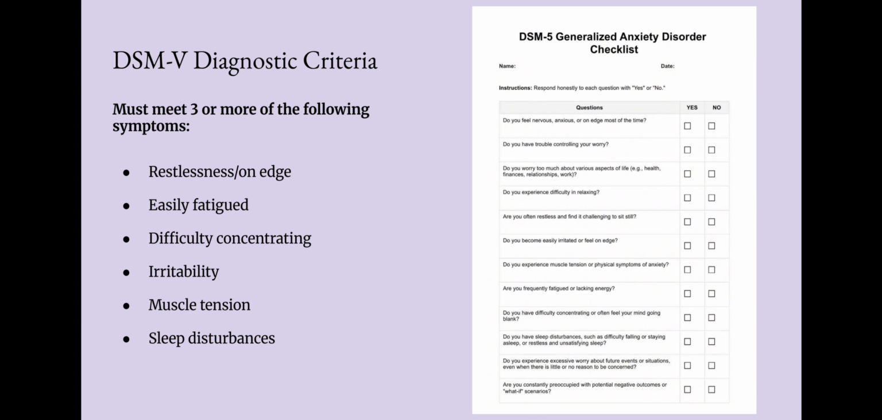The next slide here is showing the DSM-5 diagnostic criteria. So on the right of the slideshow, you will see the generalized anxiety disorder checklist, which doctors and nurses use to diagnose someone with this disorder. There's a list of all of the different symptoms or scenarios that someone would either answer yes or no to, and they have to have 3 or more of these symptoms recurring for at least 6 months.